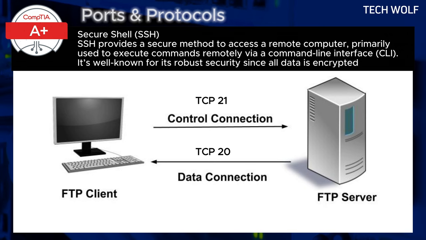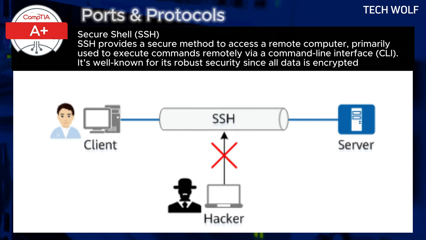Secure Shell, or SSH. SSH provides a secure method to access a remote computer, primarily used to execute commands remotely via command line interface, and it is well known for its robust security since all data is encrypted. SSH uses port 22, which ensures secure data transfer, including login credentials, between devices. This makes SSH far more secure compared to older remote access protocols which lack encryption.